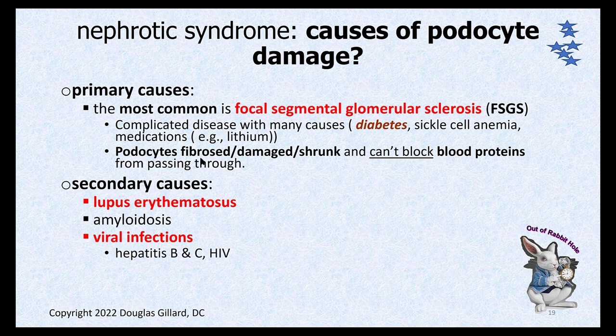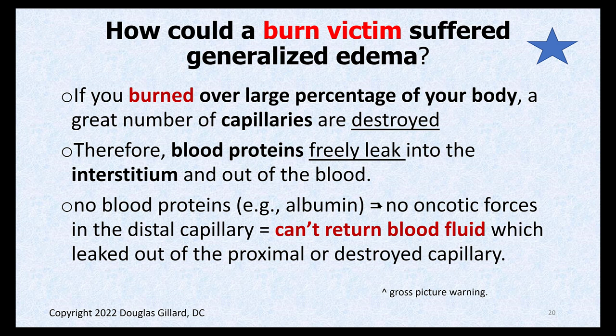But the podocytes get damaged, fibrotic, and they shrink, and therefore their feet can't stop the albumin from leaking into the filtrate. It's more complicated than that, but that's the gist. Secondary causes include lupus, amyloidosis, and viral infections that can also damage the little feet of the podocytes. All right, so that's enough about the nephrotic syndrome.